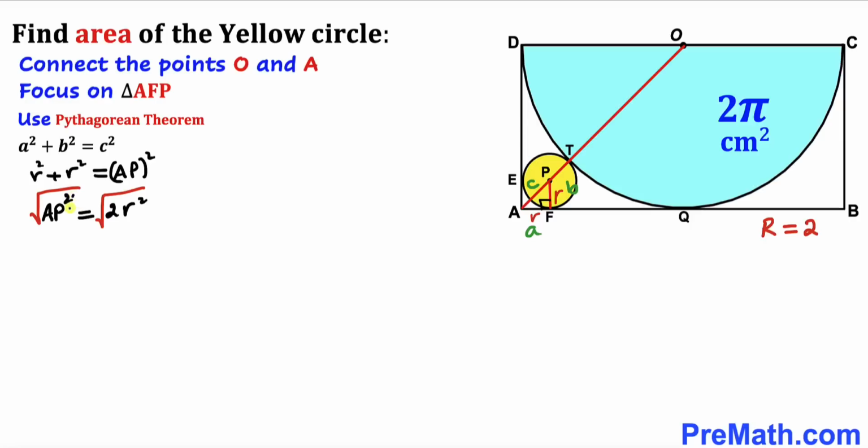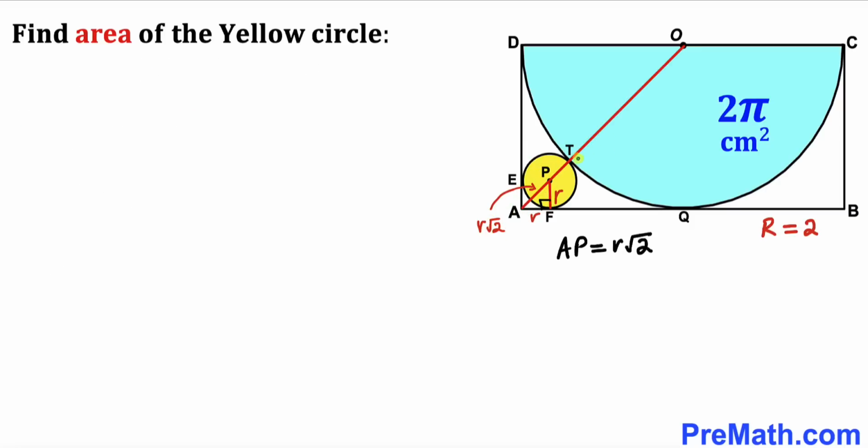Let's undo this square by taking the square root on both sides. On the left hand side, this square and square root is gone. So our AP length turns out to be r times square root of 2. So therefore this distance AP turns out to be r times square root of 2. Let's go ahead and make an observation.